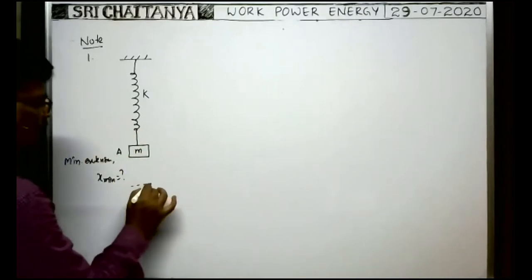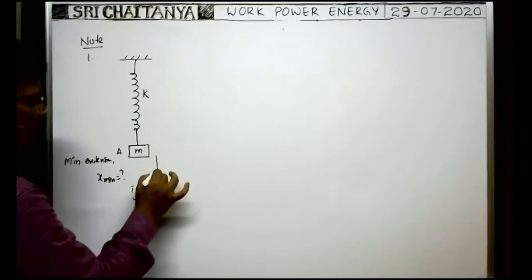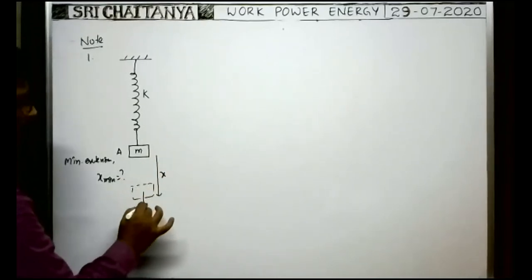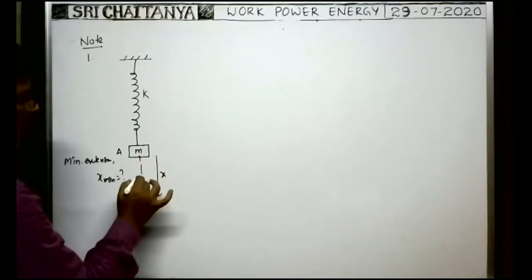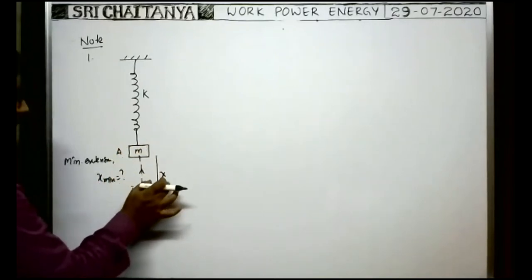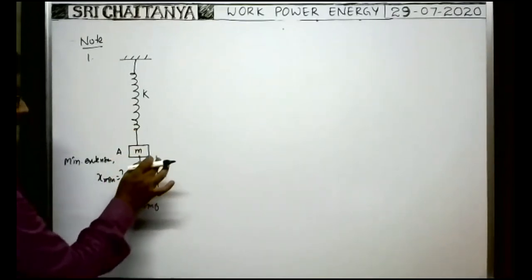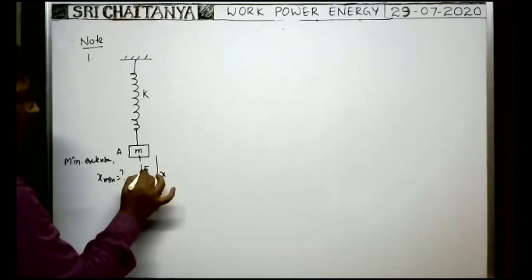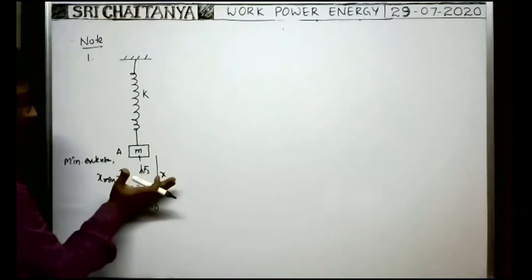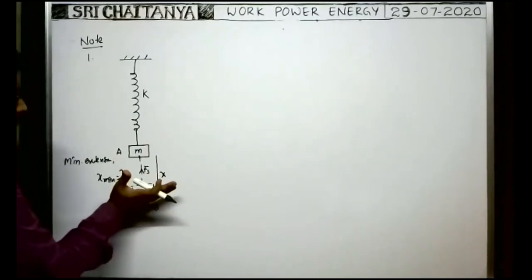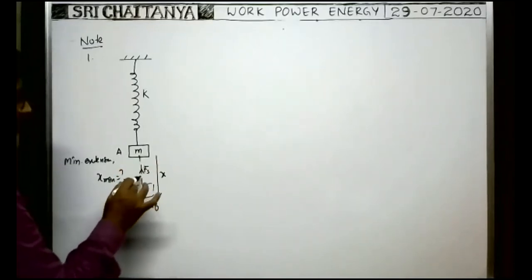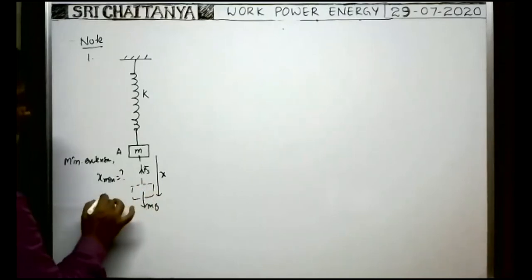Whenever the block comes to a certain position here, whenever the block displaces to a distance equal to x, then the weight of the block acts vertically downward and the spring force is developed in the spring. Because of displacement of the block to a distance x, the spring is extended by the same length x. Due to that, the spring force is developed in the upward direction and the weight of the block downwards. Whenever the block is under equilibrium at this position, then the spring force developed and the weight are equal in magnitude, opposite in direction. That's why the block is under equilibrium at B.